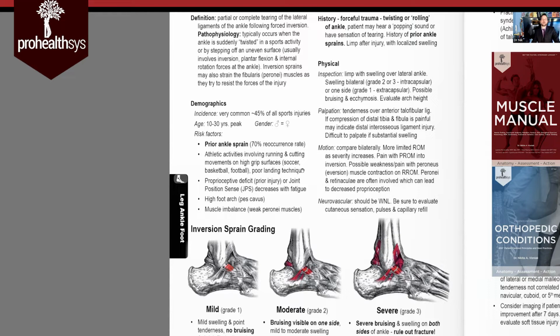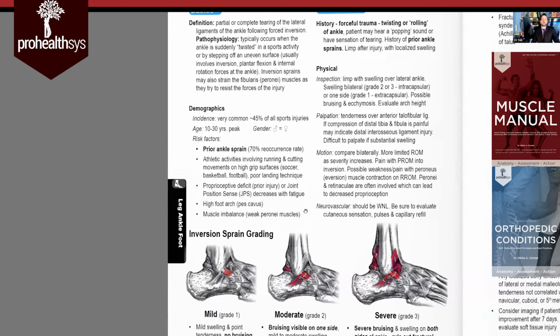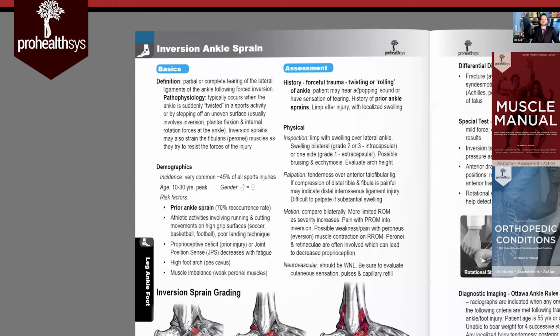What else? Athletic activities involving running, cutting, especially where you have cleated shoes, like in soccer and football, or strong surfaces that you get good grip on, like in basketball. Also, you want to evaluate landing technique. They may also be a supinator, which may predispose, or have pes cavus or a high arch. If they have decreased proprioception, once they've sprained, they may sprain again. And then muscle imbalances, where the peroneal muscles aren't very strong. I also strongly recommend walking barefoot on sand as a way to strengthen up these muscles, but we'll come back to that.